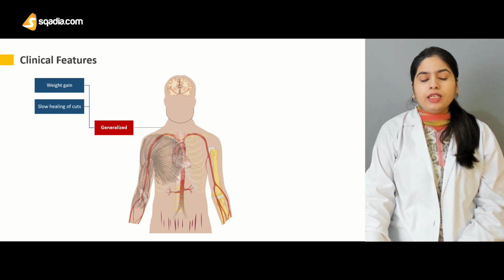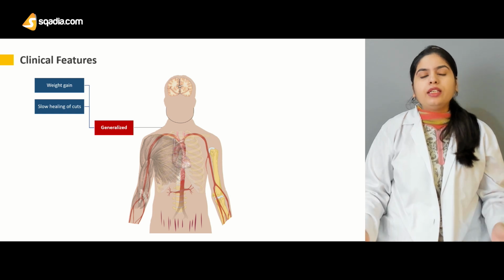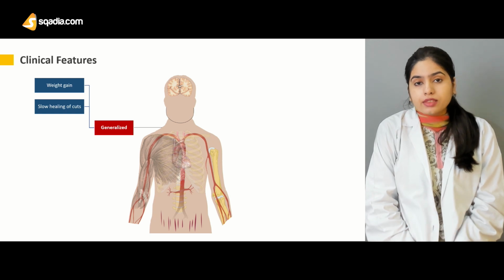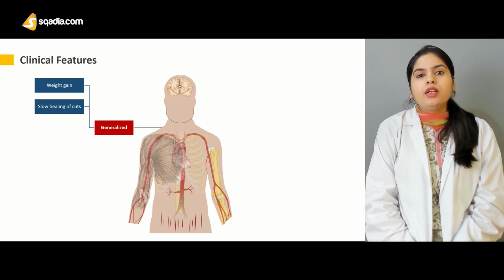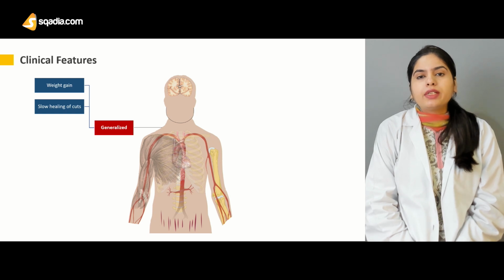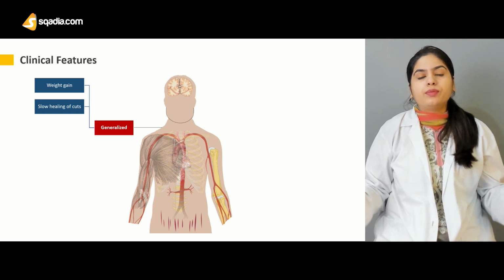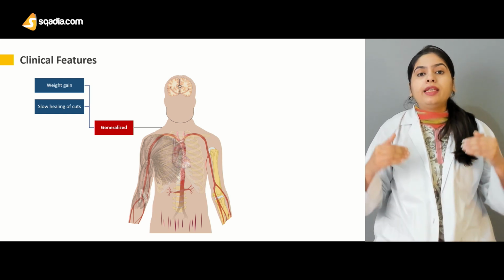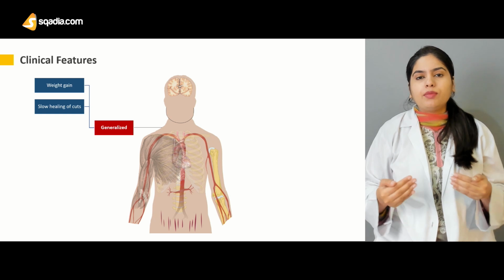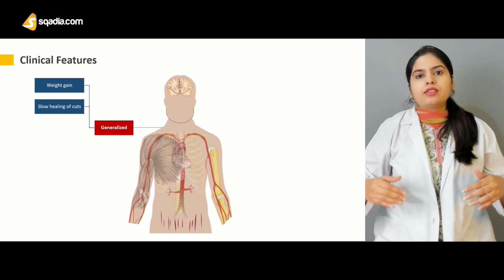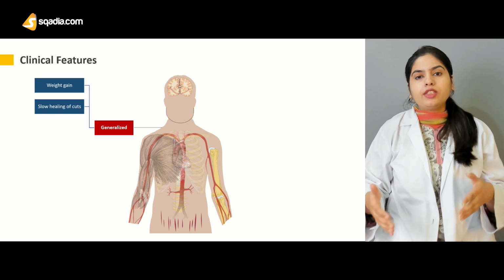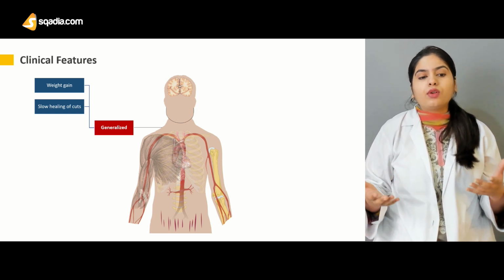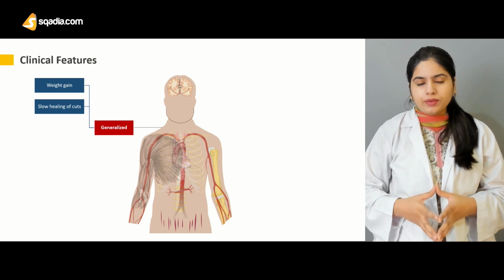Then there can be slow healing of cuts and wounds. Now, this slow healing may be because there is a decrease or suppression of the immune system. This suppression of the immune system is because the cortisol always tends to cope with the inflammatory condition of the body, and it tends to decrease the inflammation quickly. Now, when it is trying to suppress the inflammation, it also suppresses the immune system. That's why it can be a reason for the slow healing of cuts and wounds.